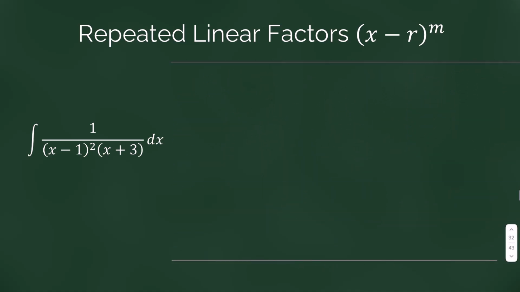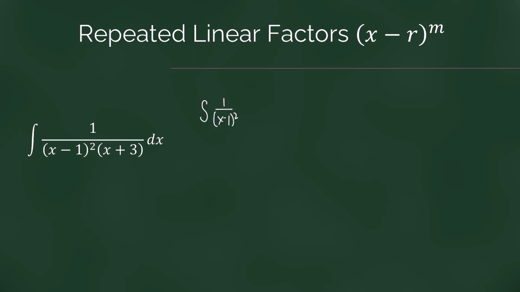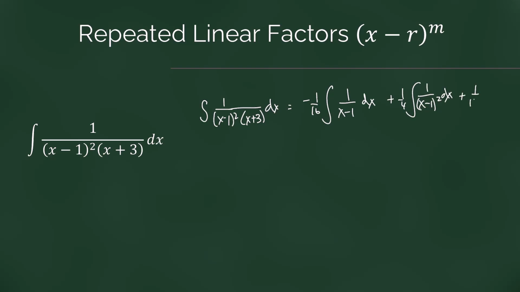Okay, so from here, we now know that the antiderivative of our original integrand, 1 over x minus 1 squared times x plus 3, is now, we have A is -1/16, so we get -1/16 times 1 over x minus 1. B was 1/4, so we have 1/4 times 1 over x minus 1 squared. And then C is positive 1/16, and we have 1 over x plus 3 dx. All right, each of these is fairly straightforward to integrate.